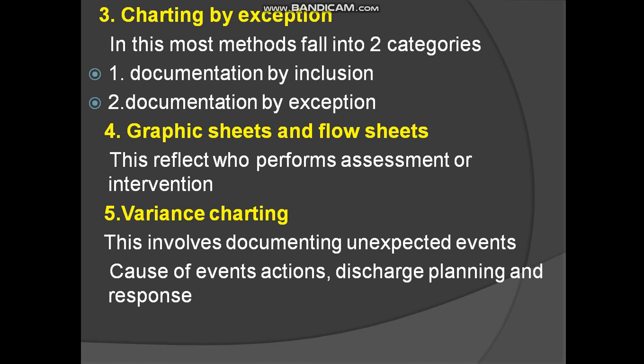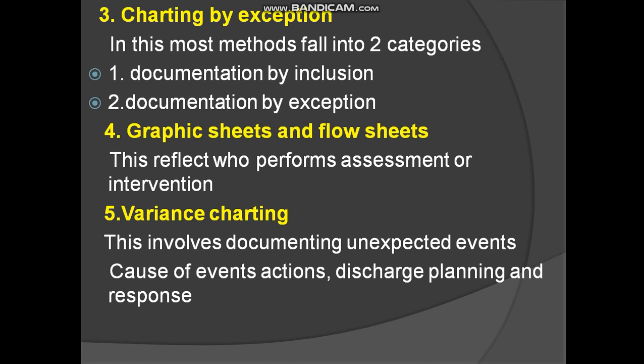Documentation by inclusion means all the information is documented. Charting by exception is the documentation system to record only the abnormal or significant findings or limitations. Not all information, only the abnormal or significant findings or limitations are documented.